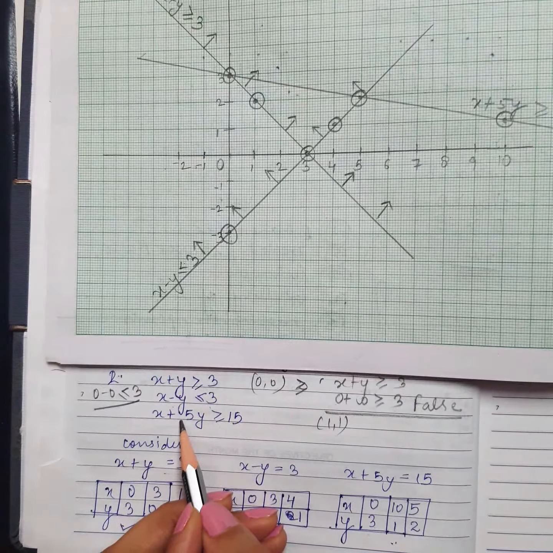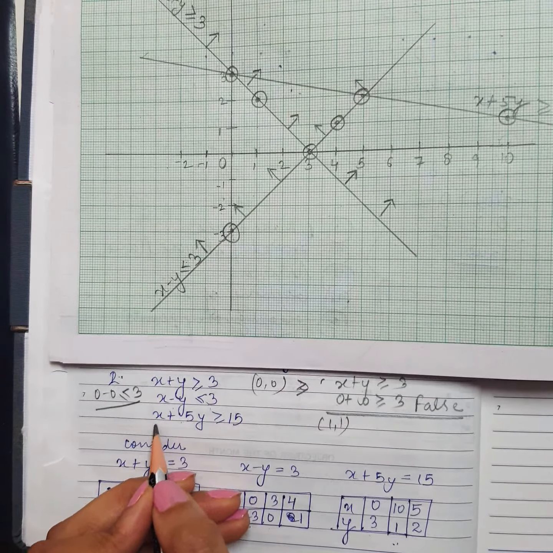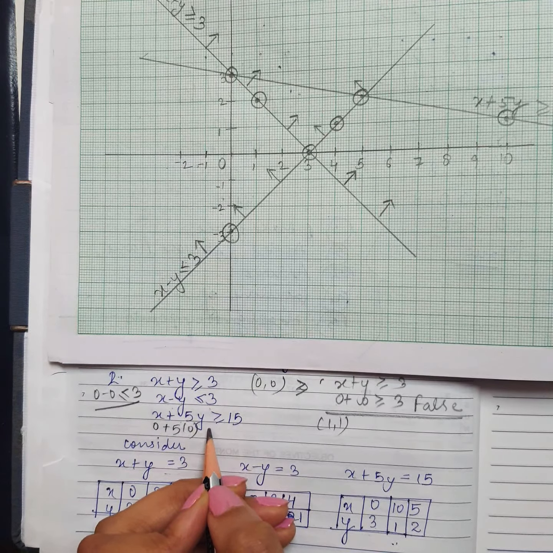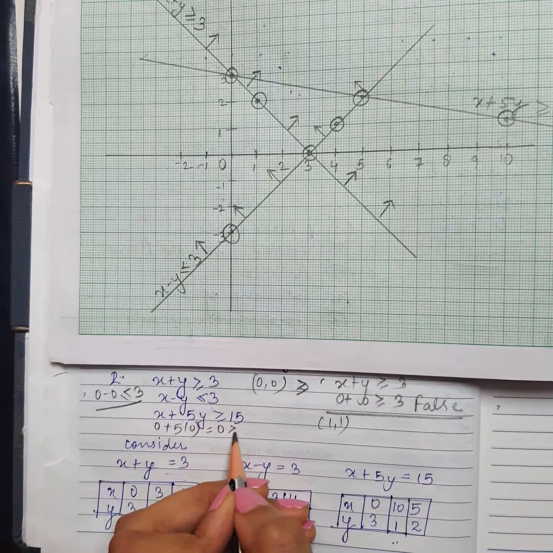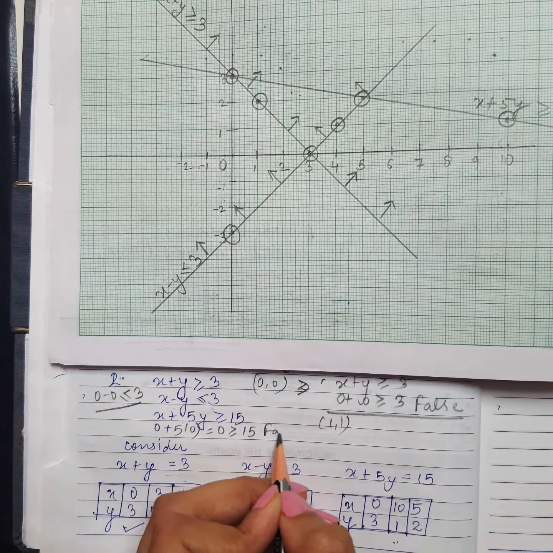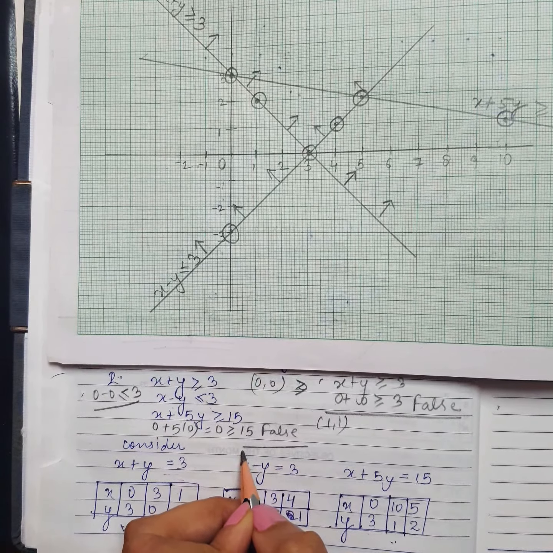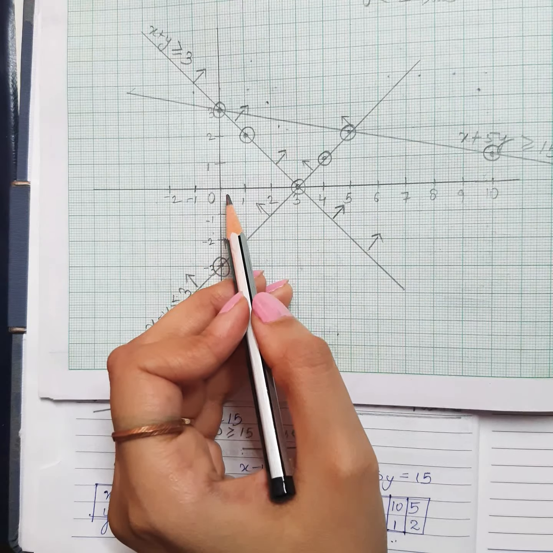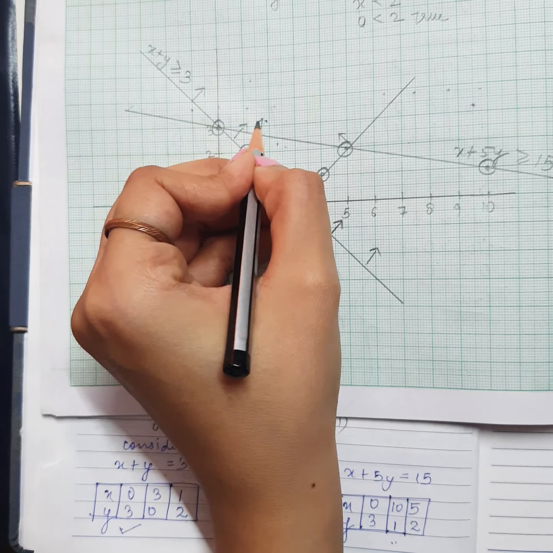Now again let us satisfy the origin here. 0 plus 5 into 0 will be equal to 0 only, which is not true. This is also false. And since this is also false, we cannot include the origin. So the shade will be upwards.